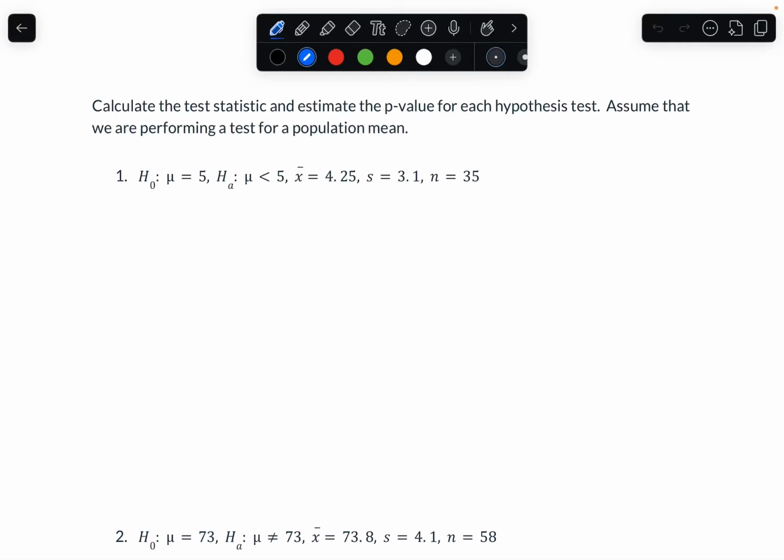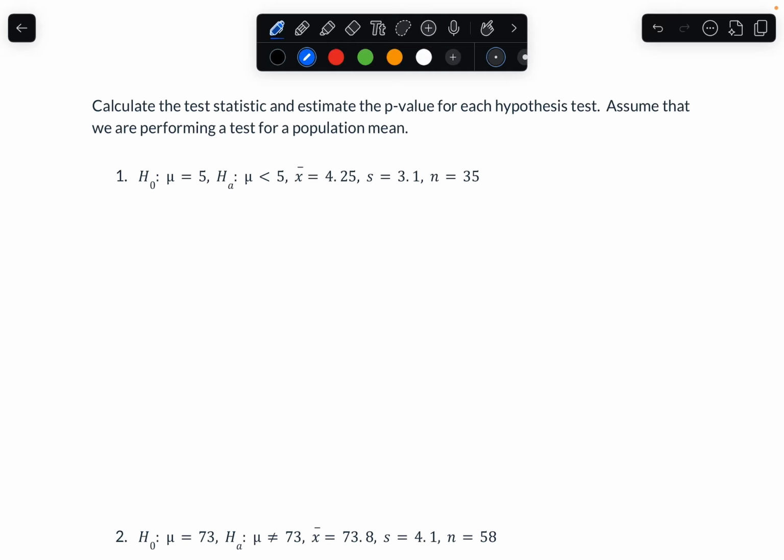In this video, we're going to get some practice calculating the test statistic and estimating the p-value for a couple different hypothesis tests. We've seen this process before when we were doing hypothesis testing for proportions and for chi-square tests for independence in Chapter 6. The main difference here is that we're going to be looking at population means rather than proportions or tests for independence. That will mean that our formulas will change just a little bit, but for the most part, it should feel pretty familiar to the types of problems that we've seen.